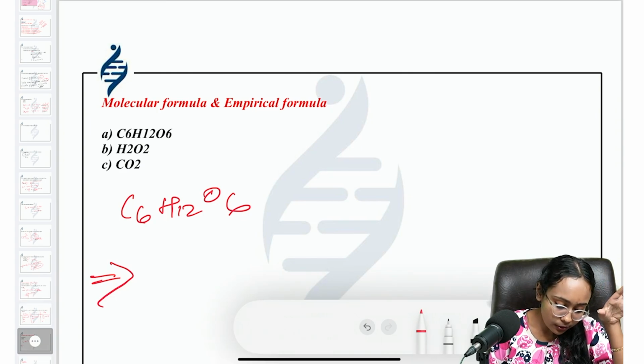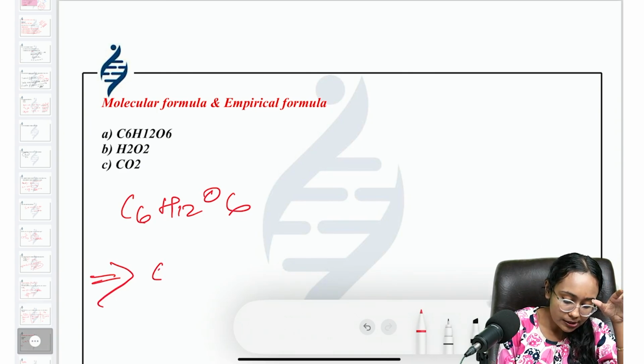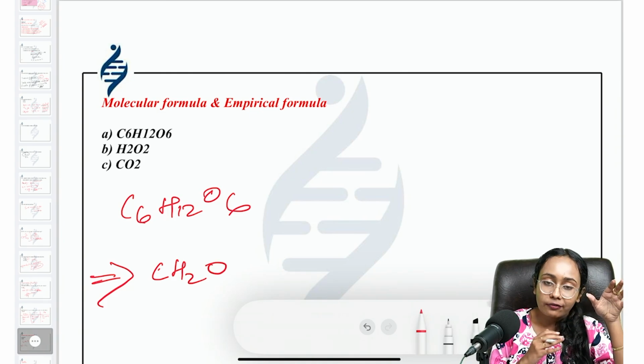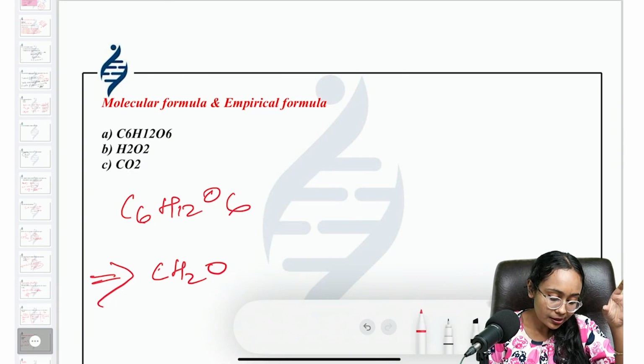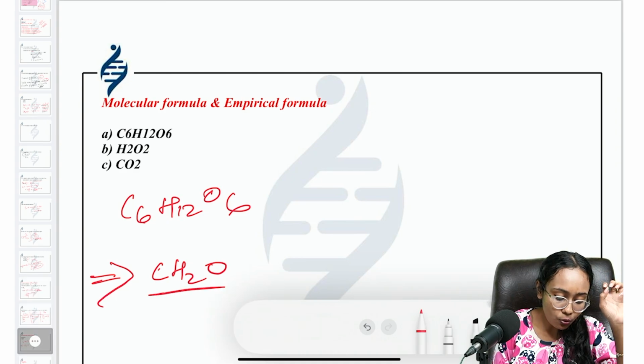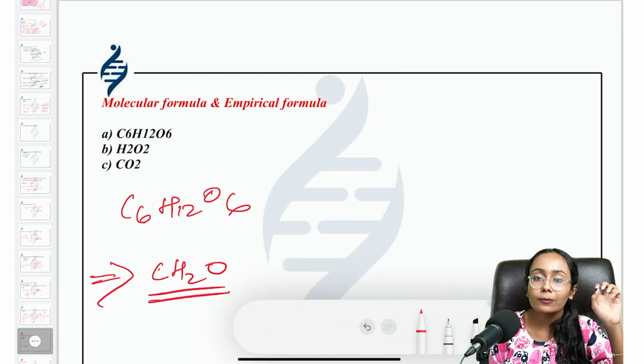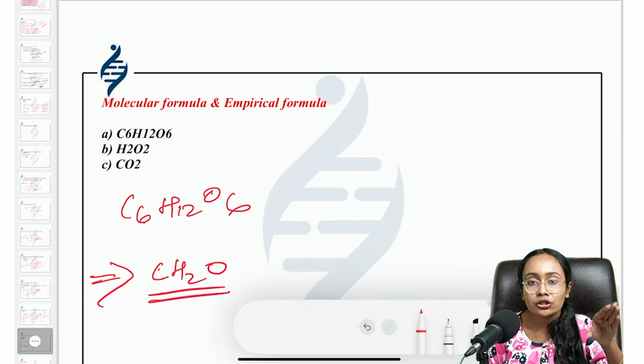I'm dividing it by 6, hence I'll get CH2O. Dividing the number of atoms by a simple whole number, that is 6, I got the simplest whole number ratio, or the empirical formula, CH2O. CH2O is the empirical formula of glucose, which has the molecular formula C6H12O6.